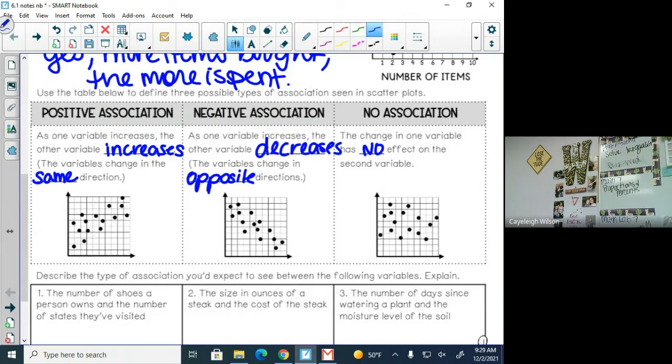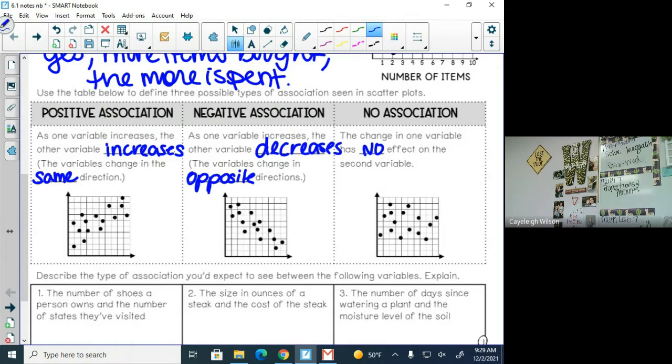Anybody have any ideas about a negative association, maybe? What was something that would be negative? Right, like the more you use your car, the lower the value is. Yeah, good job, George. That's actually a really good one. I'm very proud of you.